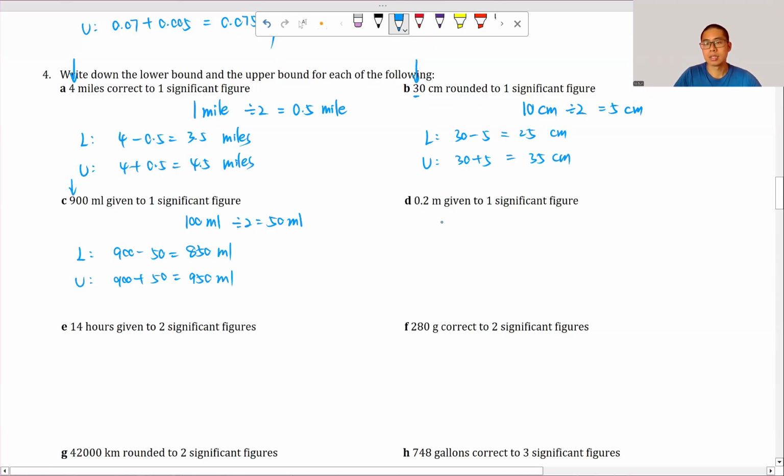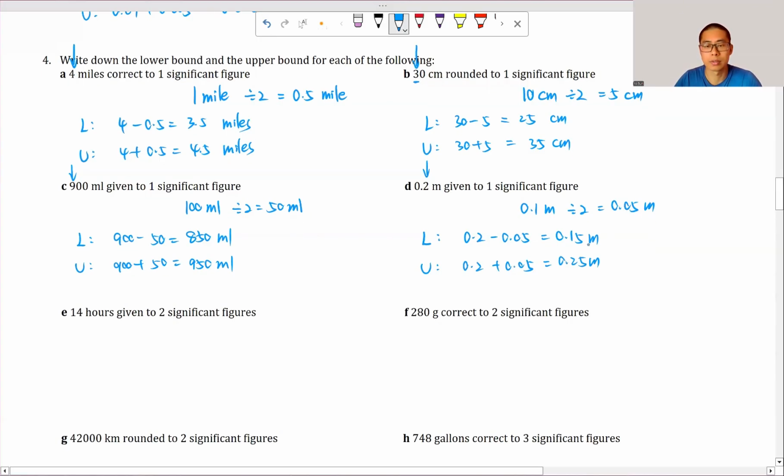And then for question D, because 0 is not significant at the front, that's why one significant figure should be to this place. So that will be to the nearest 0.1 meter. Then if we divide by 2, we have 0.05. The lower is 0.2 minus 0.05, which is 0.15 meter. And then upper is 0.2 plus 0.05, which is 0.25 meter. That's how we solve this.